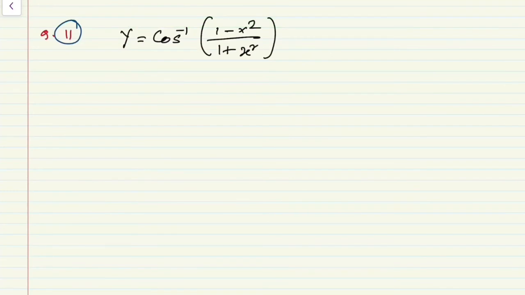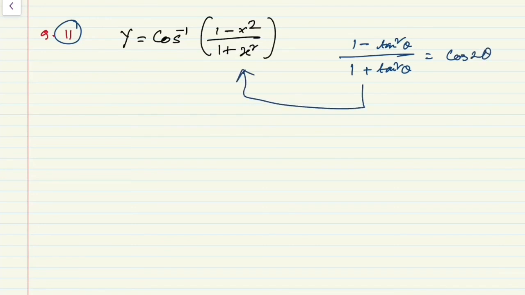So let's solve question number 11. Here you see, if you remember this identity, that (1 minus tan square theta) by (1 plus tan square theta) is equal to cos twice theta. So now compare these two, then you can see that we can replace the x by tan theta in order to get cos 2 theta. Okay, so let's do it. So let me write here the solution.